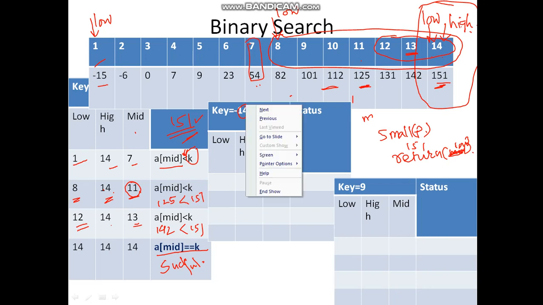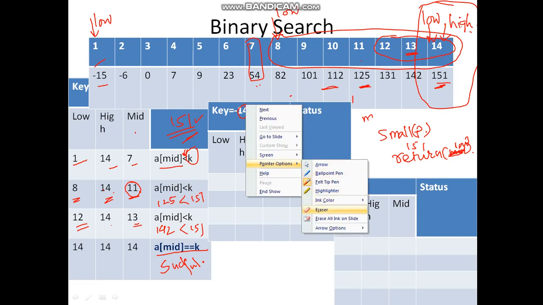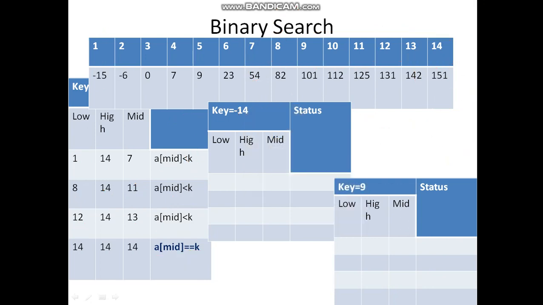Let us say I want to search for minus 14. I will erase all the things from here now, so that we can solve this one. If I want to search for minus 14, again the same thing will happen. So low is 1, high is 14, mid will be 7, and at 7 it is not present.